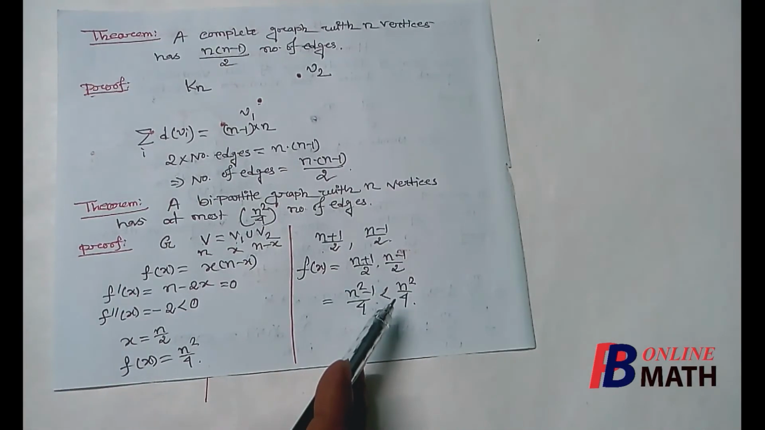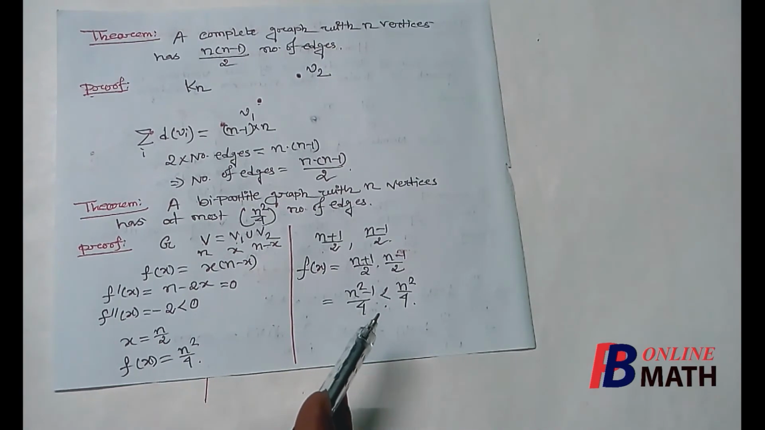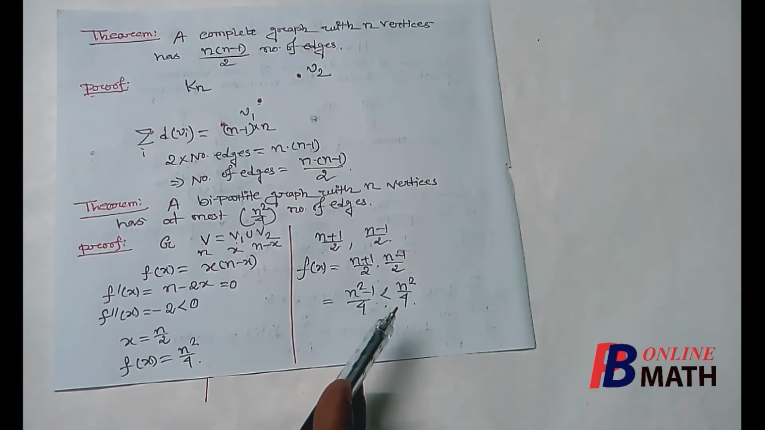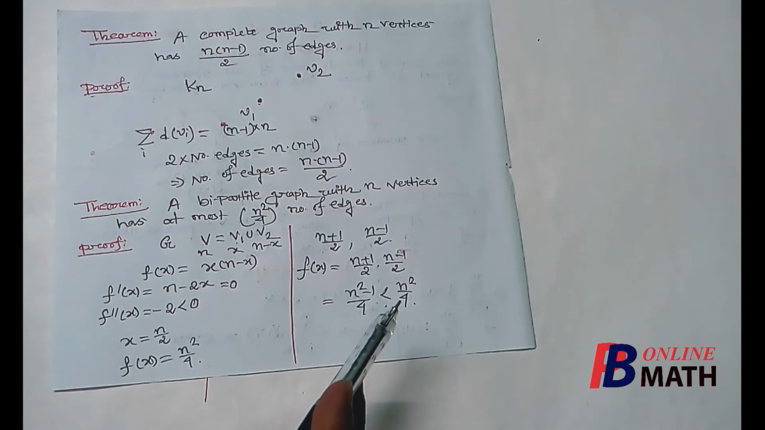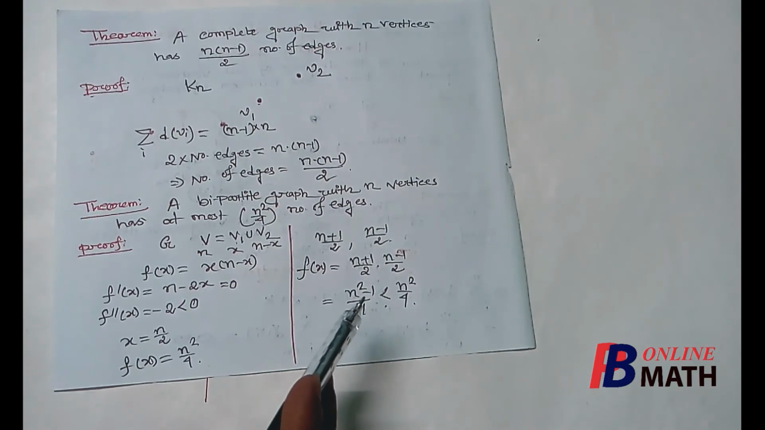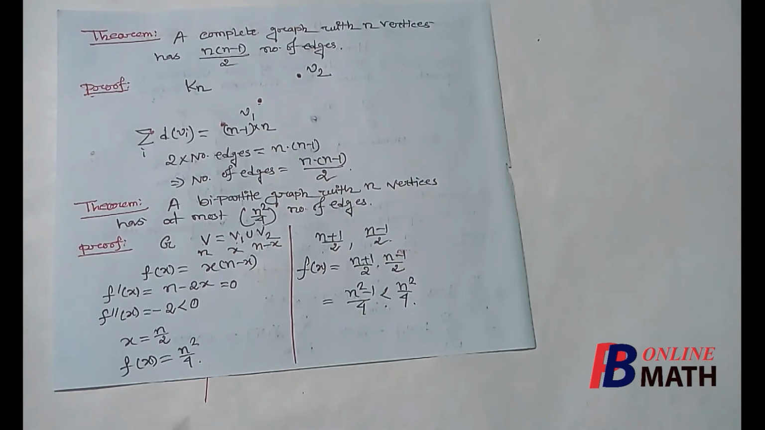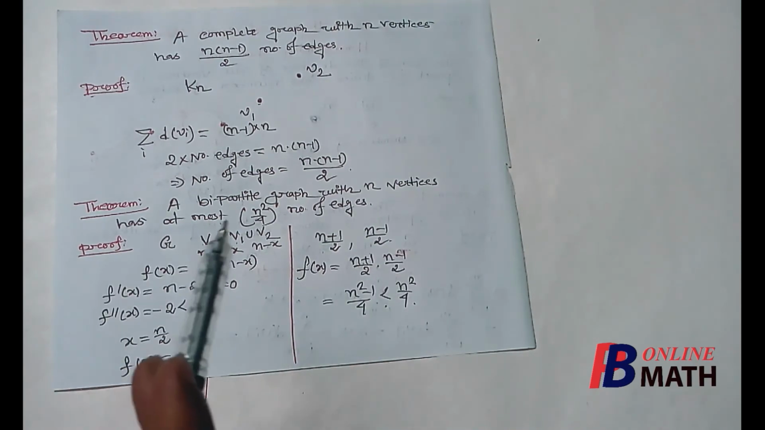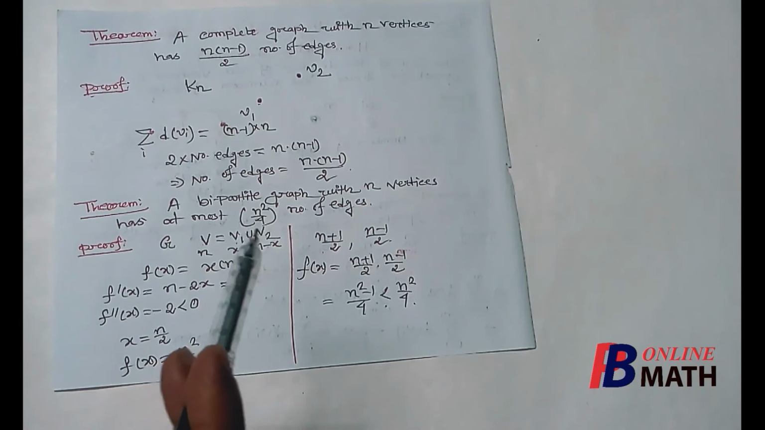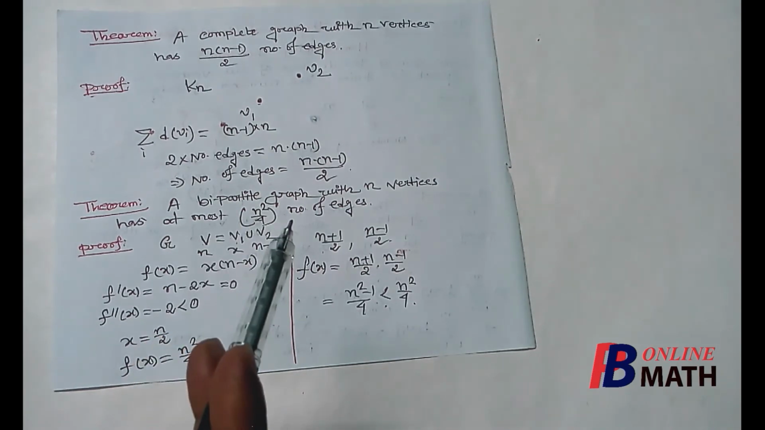Now if n is odd, then n square by 4 is no longer an integer, but we shall find the integer which is less than n square by 4 and nearest to this number. You can easily check that the integer which is nearest to this number and which is less than this number is (n square minus 1) by 4. So that completes the theorem that for a bipartite graph with n vertices, the number of edges must be less than or equal to n square by 4. This is the maximum number of edges the bipartite graph may have.